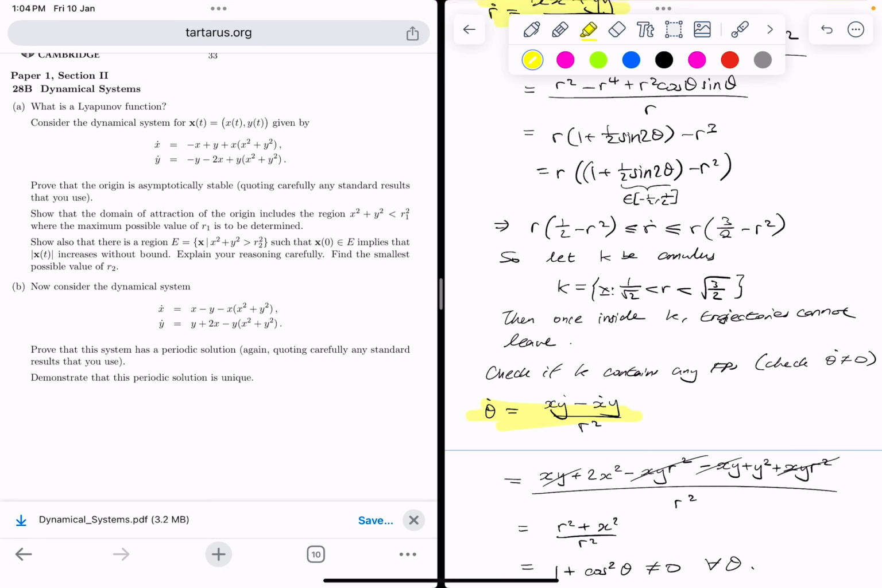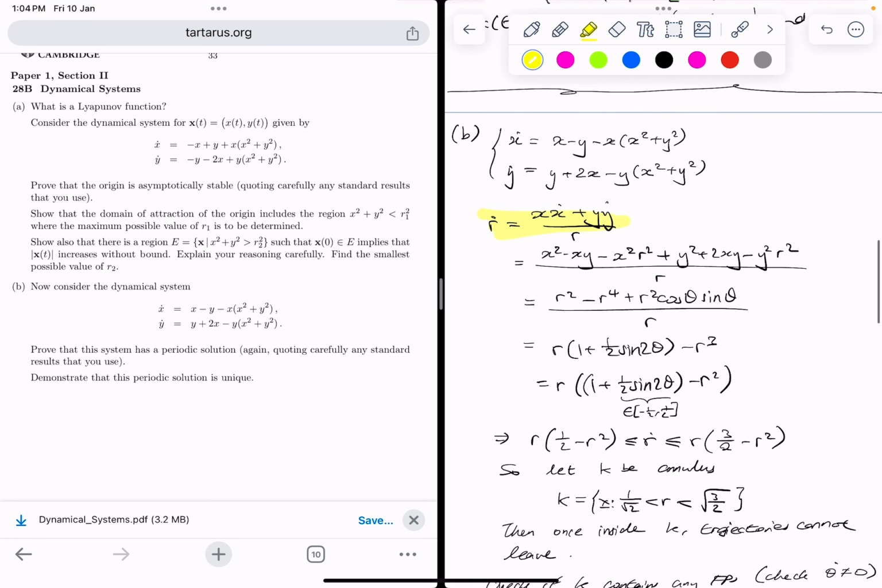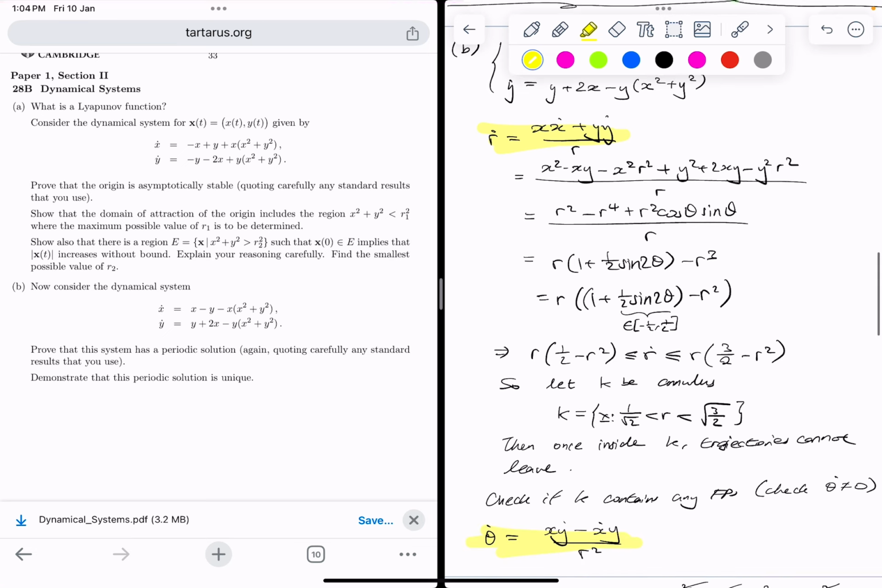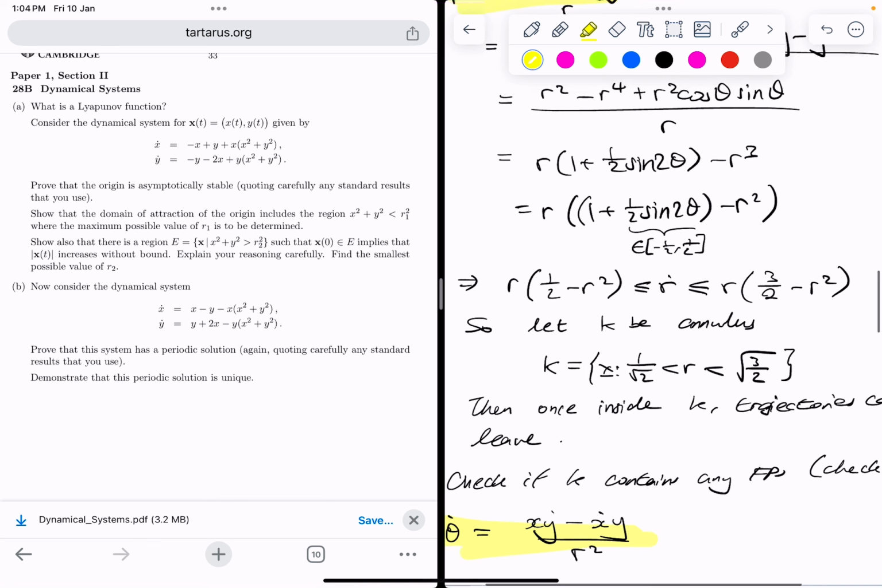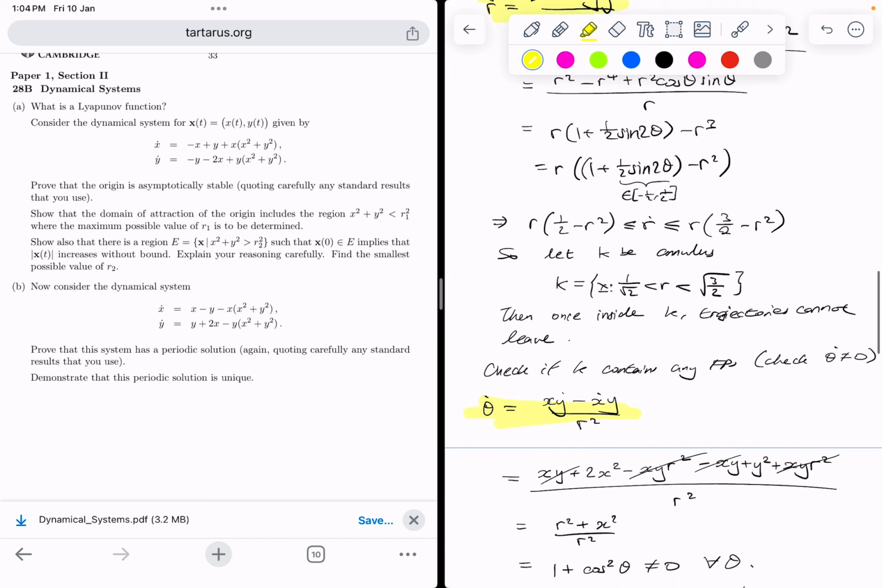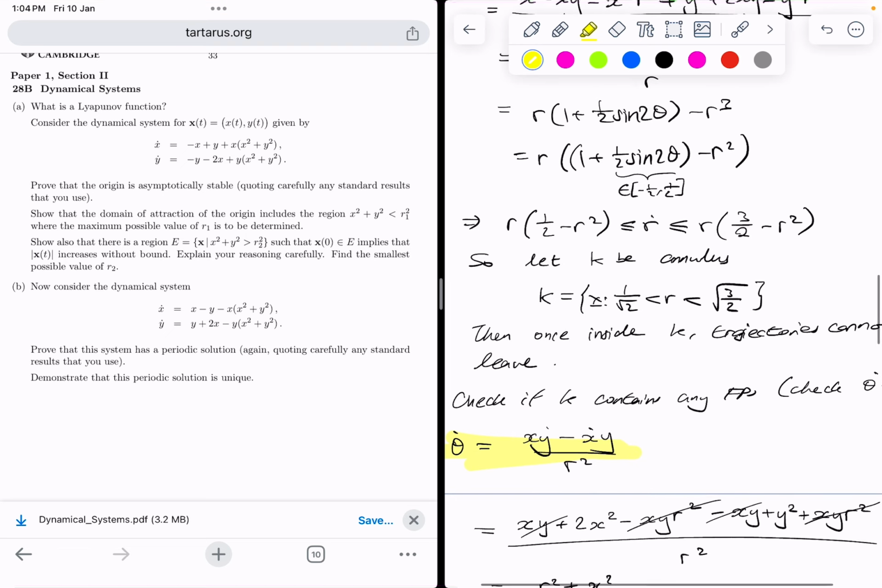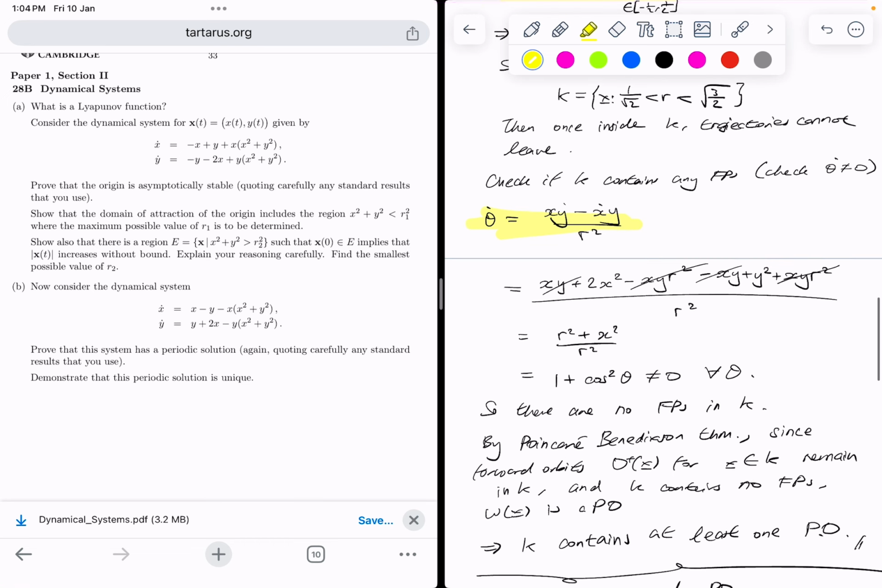So for r dot, we're just doing this to find out what that annulus is. We're going to get something in terms of theta, and because this half sine 2 theta term varies with theta, we can bound r dot above and below in terms of r, and so we can find out when these two things are 0 and define the annulus.